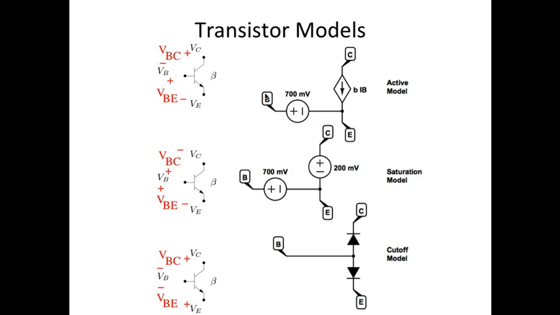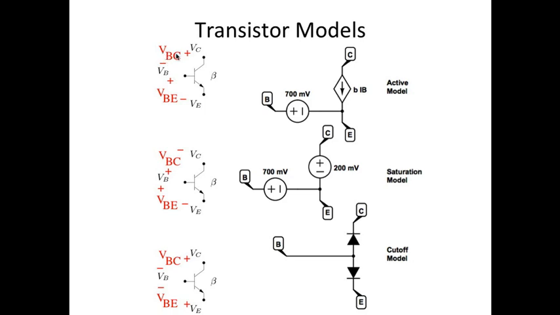In the active mode, VBE is 0.7, and then IC is beta IB. In the saturation model, you just have 2 different voltage drops of 200 and 700 millivolts, and there's not necessarily a relationship between IC and IB. In the cutoff model, you can either have 2 reverse biased diodes or just gaps. Either way, the model shows that there's no current flow from C to B or from C to E. So the way that you choose between these is by assuming a biasing arrangement.